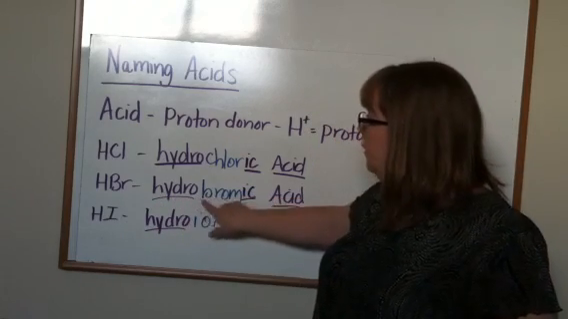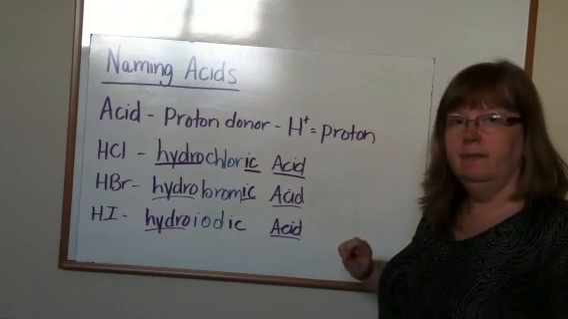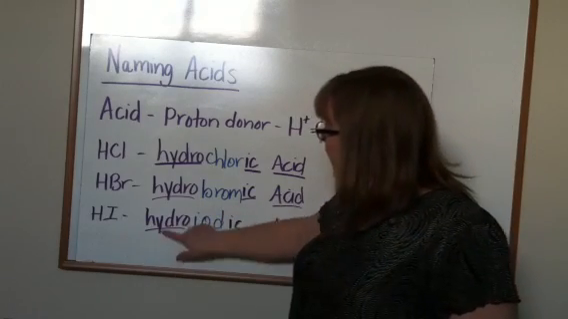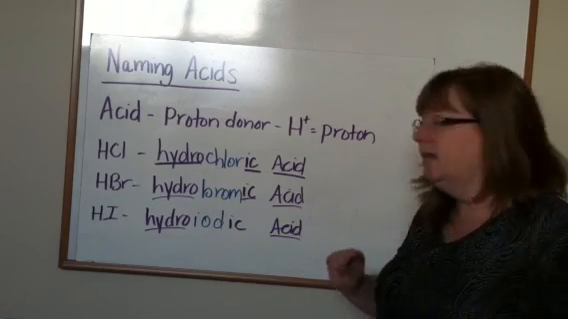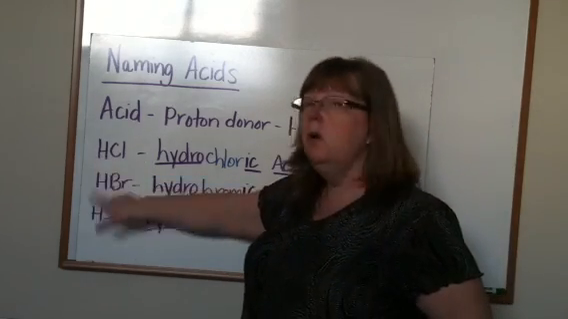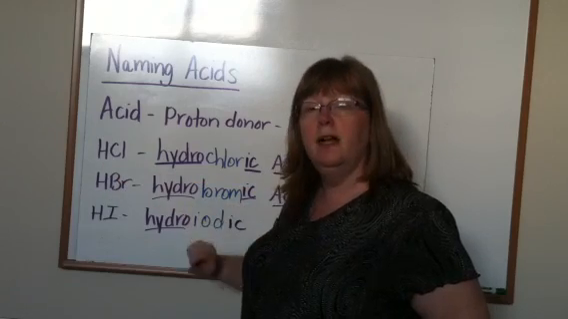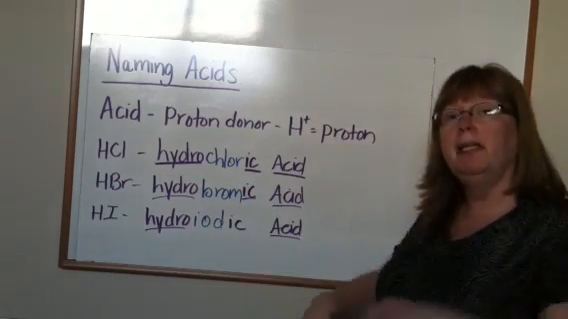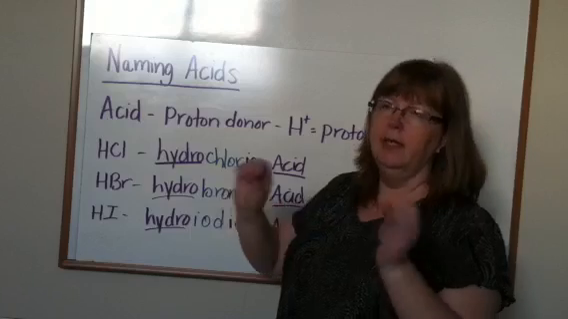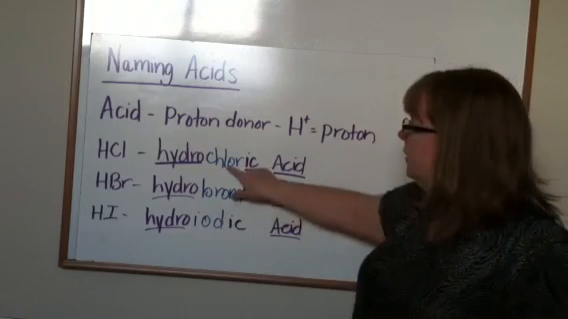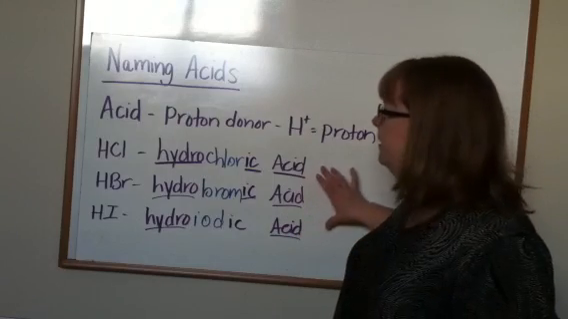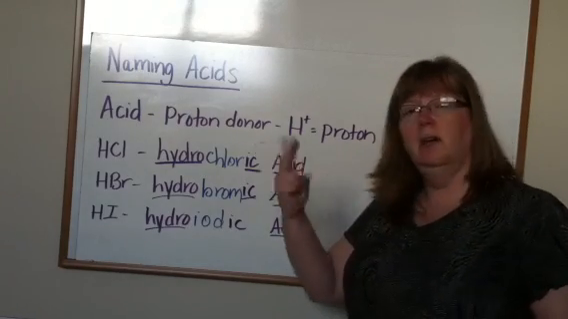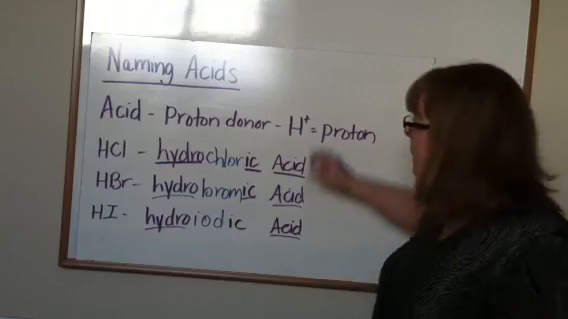HBr, hydrobromic acid. HI, hydroiodic acid. Notice in all of these acids there's 1 proton, 1 H out front, and 1 nonmetal. And so you name it by saying hydro-ic acid, and then you just insert the name of the nonmetal. Okay, sometimes they call these binary acids because there are only 2 atoms in the acid.